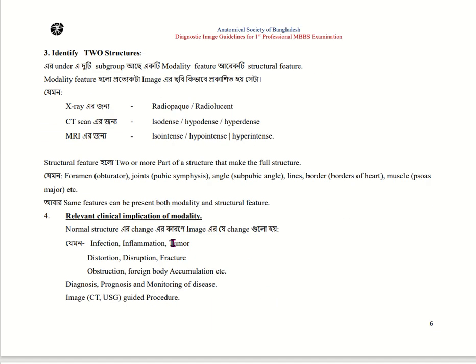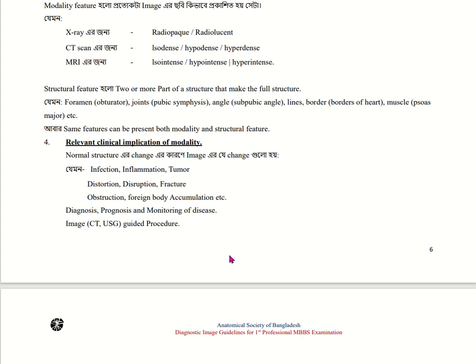And you have to identify two structures in the X-ray: radio-opaque and radiolucent. In CT scan, isodense, hypodense and hyperdense structures, and in MRI, isointense, hypointense, hyperintense structures. And in the fourth question, you have to describe the relevant clinical implication of the modality.